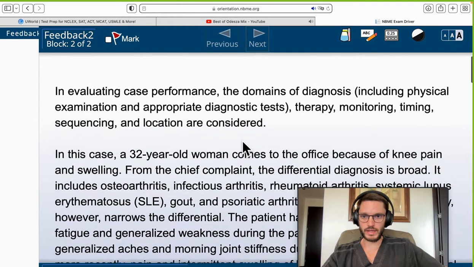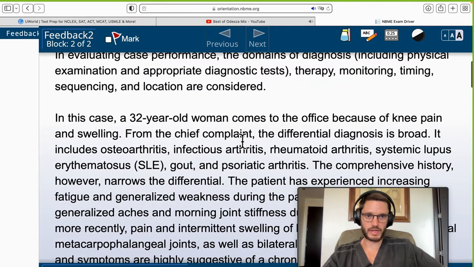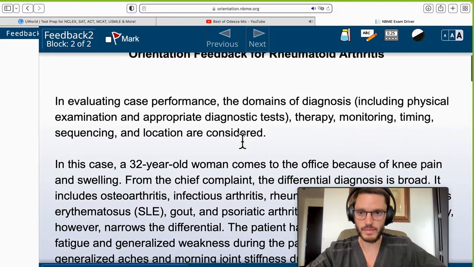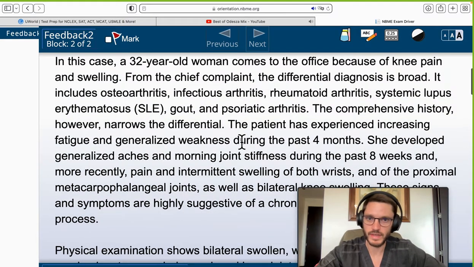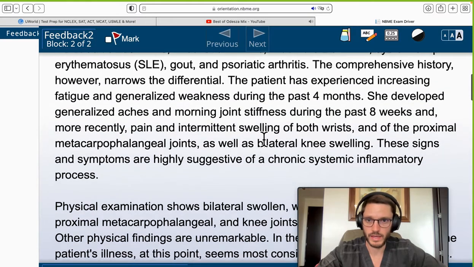In evaluating case performance, the domains of diagnosis, including physical exam and appropriate diagnostic test, therapy, monitoring, and so on. In this case, a 32-year-old woman comes to the office due to knee pain. From the chief complaint, the differential is broad. It includes osteoarthritis, infectious, rheumatoid, systemic lupus, gout, and so on.